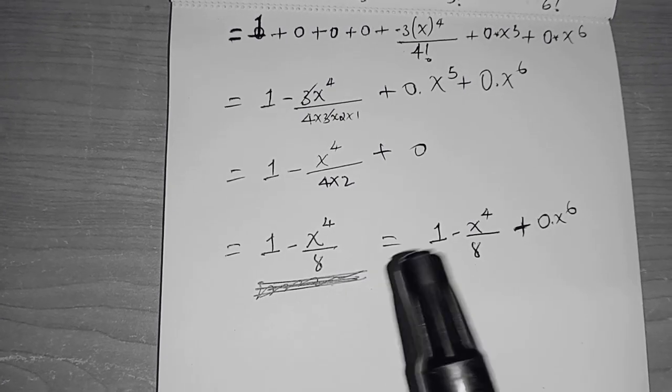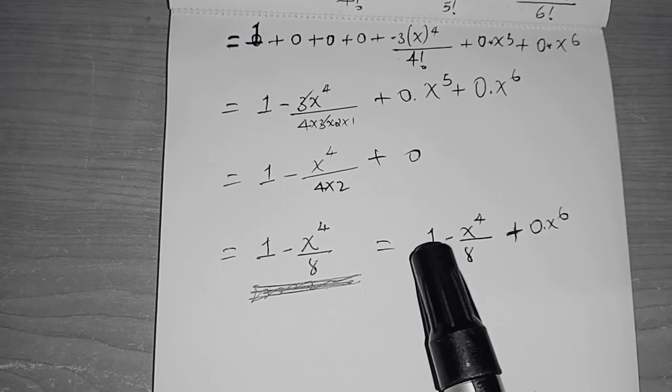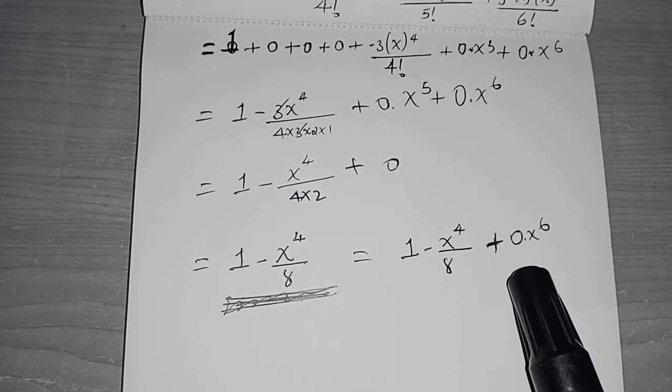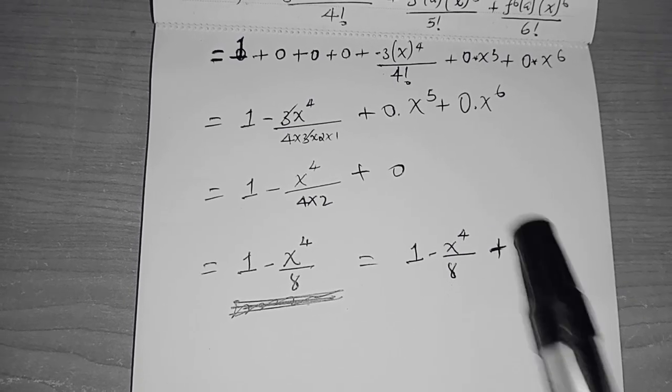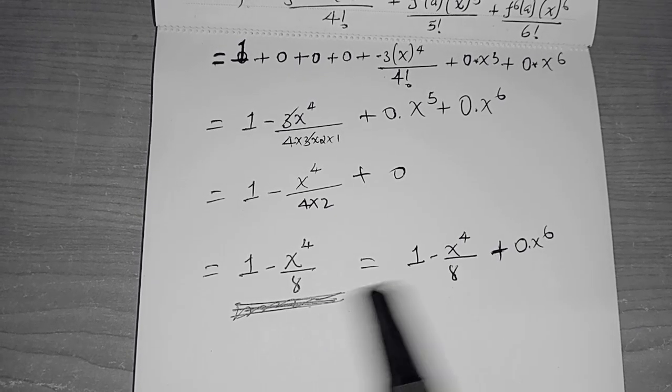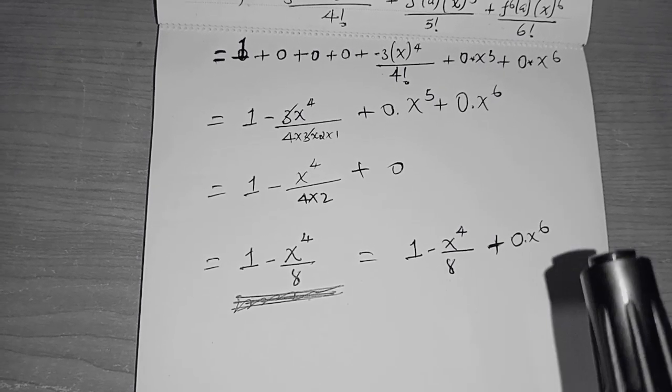In our question, the choice says 1 minus x to the power of 4 over 8 plus 0 times x to the power of 6. Is there any change between the two? There is none. So our answer is this one, choice D.